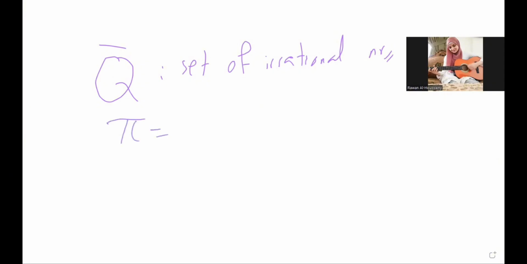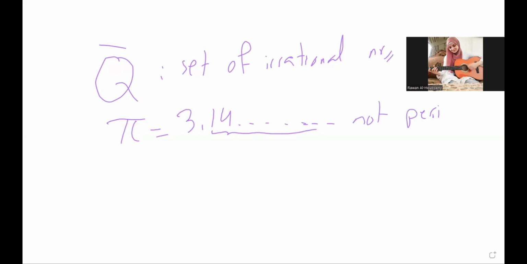Okay, now let's move to the fourth set, which is the Q bar set, or the set of irrational numbers. So what do we mean by irrational numbers? In order to be an irrational number, two conditions should be validated. For example, the number pi, or the symbol pi, is 3.14 and it continues. It's a long number, it doesn't end. Also the decimal part is not periodic and it doesn't repeat itself.